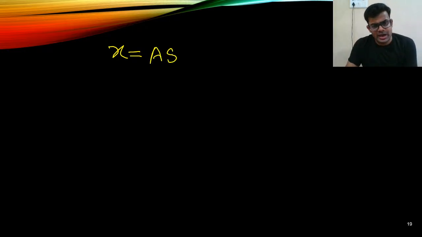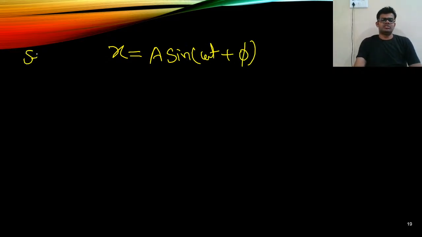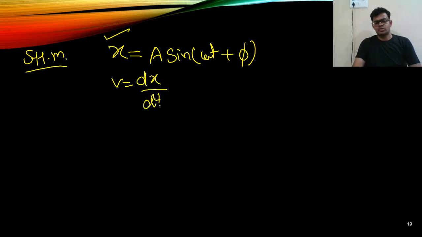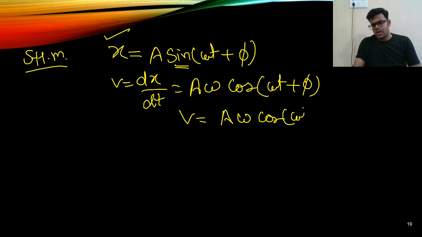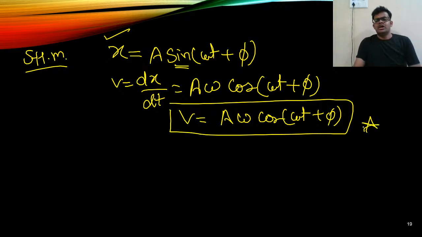So x is equal to a sine omega t plus phi. This is the basic equation of SHM, in which this is displacement. I want to find the velocity. Velocity is the rate of change of displacement, so we differentiate. Its differentiation will be a omega, and sine will become cos. So a omega cos omega t plus phi. Remember this. So velocity of SHM can be written as a omega cos omega t plus phi. This is the equation of velocity as a function of time.